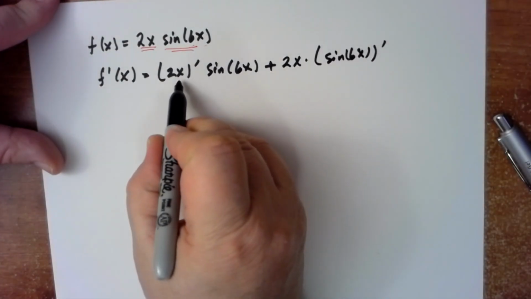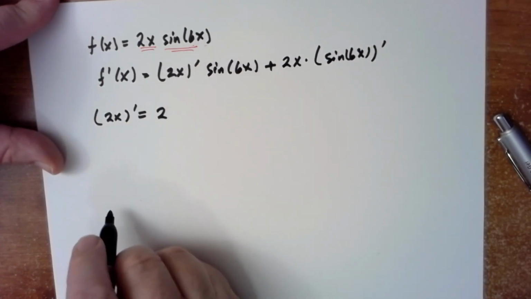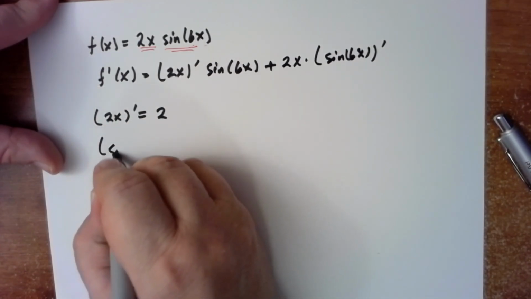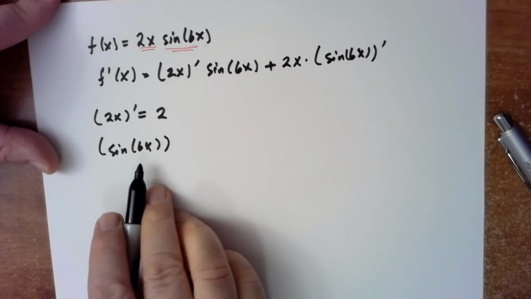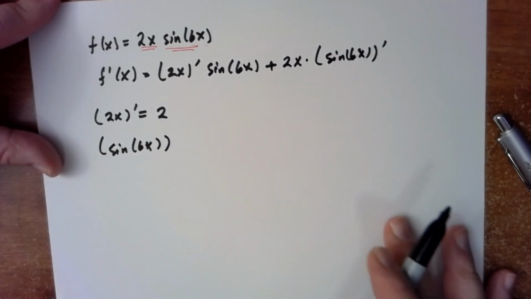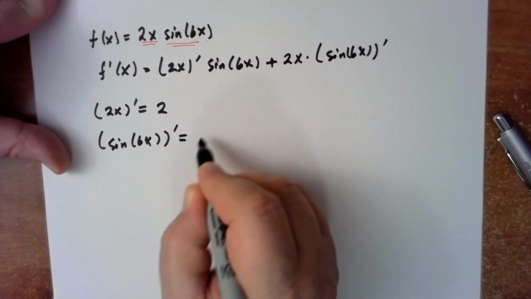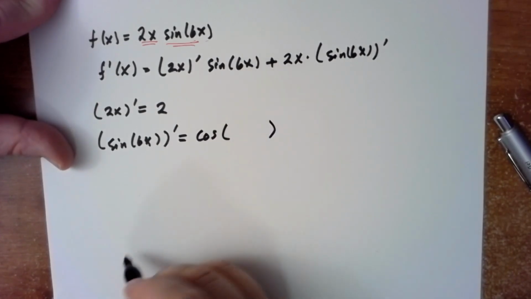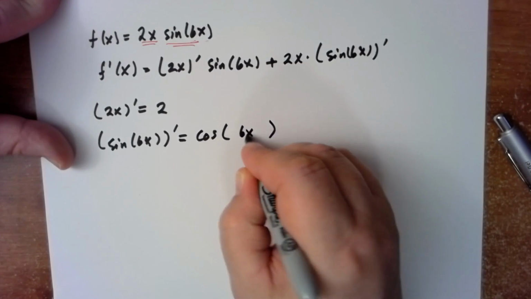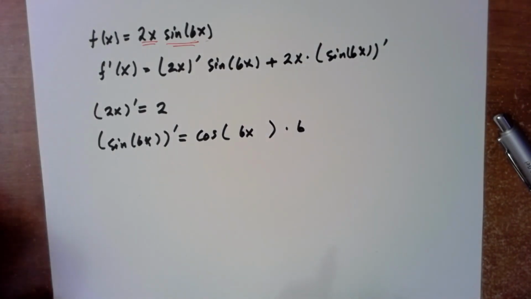Okay, and then the derivative of 2x is just 2, right? And then the derivative of sine of 6x. Now we're using the quotient, or sorry, not the quotient rule. What is the rule we're using? The chain rule. So the derivative of sine is cosine. Our inside function is 6x. And then multiply by the derivative of your inside function, which gives you the 6.